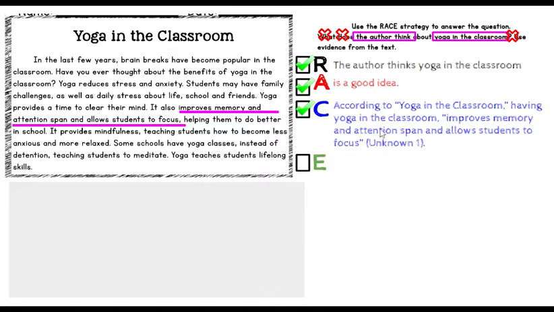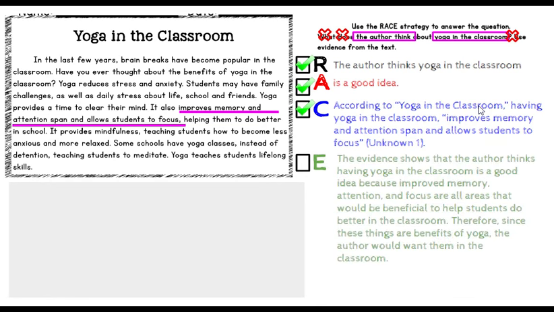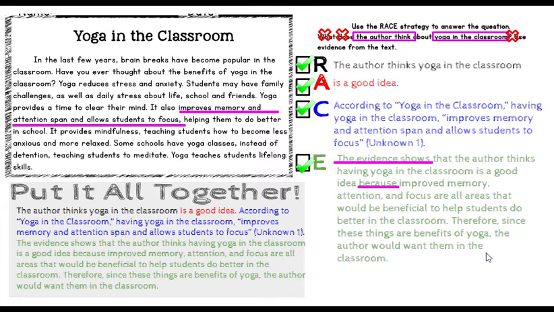Now we have to explain, why does this quote about improving memory and attention span prove that the author thinks yoga would be good in the classroom? So, the evidence shows that the author thinks having yoga in the classroom is a good idea because improved memory, attention, and focus are all areas that would be beneficial to help students do better in the classroom. Therefore, since these things are benefits of yoga, the author would want them in the classroom. Notice my stem again. The evidence shows and then because. Then finally, you would put it all together and it would look like this.